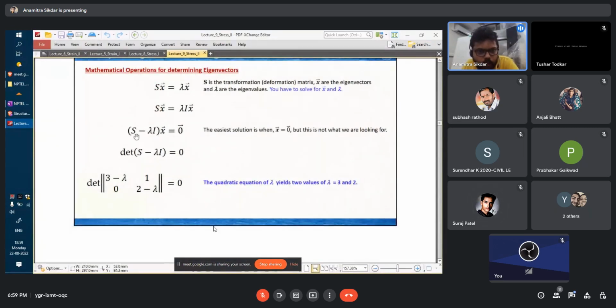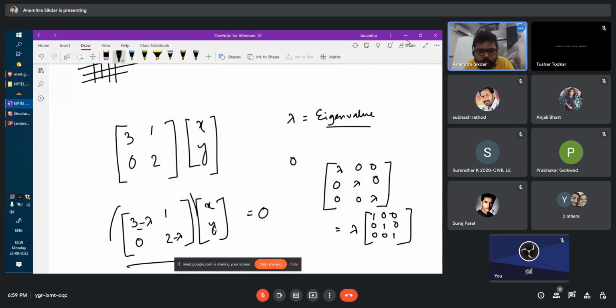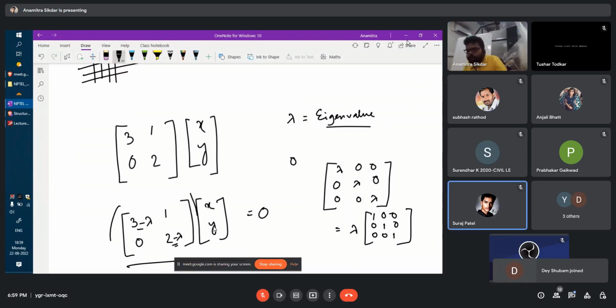If you take this part to this side, you will get s minus lambda times the unit matrix into whatever vector it was, and then that will be 0. So this matrix becomes of this form, right? If you have two different matrices and you subtract them, what will happen? It's because the other parts of the lambda are 0, right? That's why only in this part you are getting this 3 minus lambda and 2 minus lambda. Yes, sir. Clear.